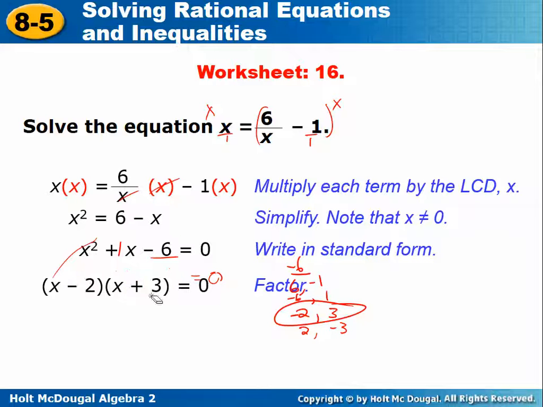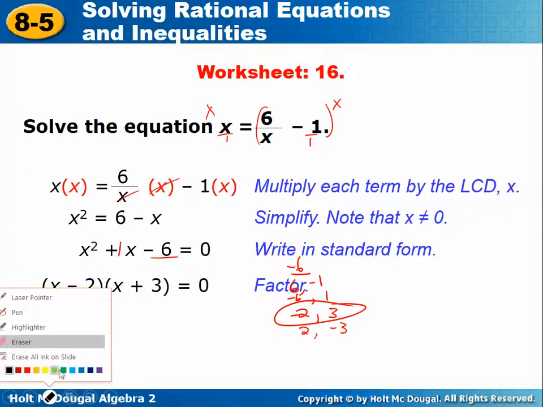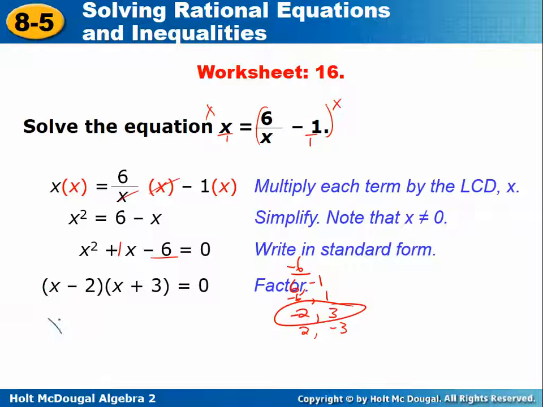And then you just set those two little equations equal to 0, and then you'll find your answer for the problem. I forgot to say what x can't equal here, but it would be 0 again, because that would give you 0 in the denominator. So x will equal 2 or negative 3, and then check them and make sure they work.